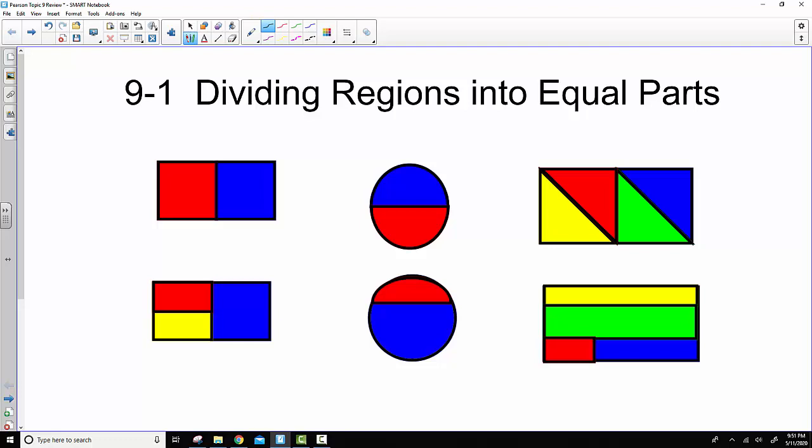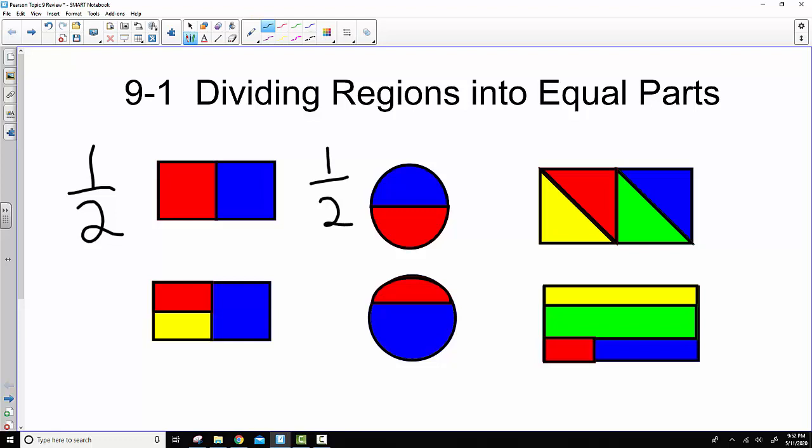You can see the first one is divided in half. There is 1/2 red and 1/2 blue. The same holds true for the circle. 1/2 of the figure is blue, 1/2 of the figure is red.